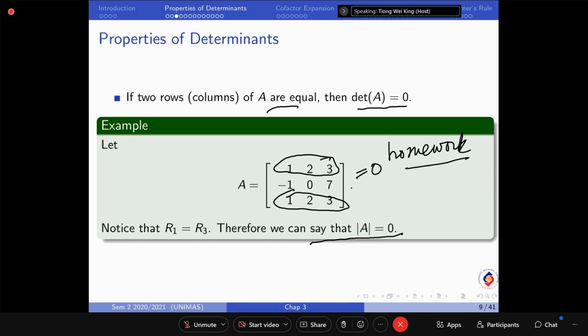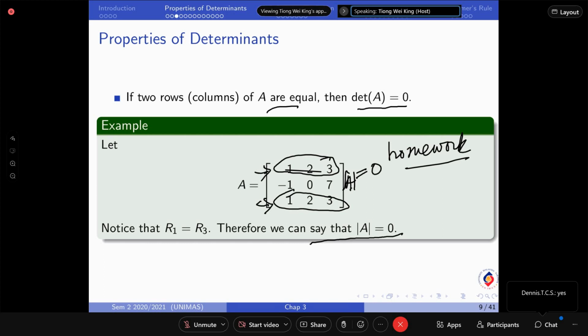Any two zeros, sir? No. Any two columns or rows that have the same value. You see, row 1 is 1, 2, 3 and row 3 is 1, 2, 3. So you can straight away say that the determinant equals 0. You can check after class, not go home. Boleh? Faham, Dennis, Nelson? The rest, okay? Faham? Okay.